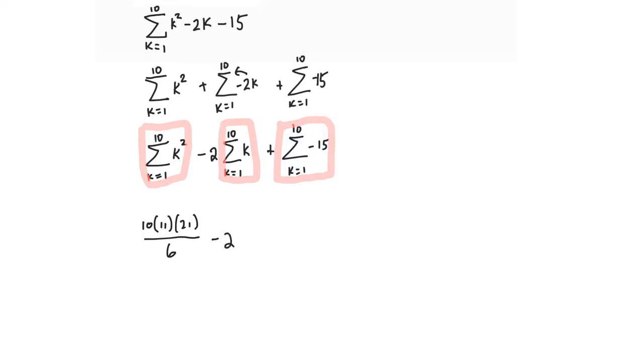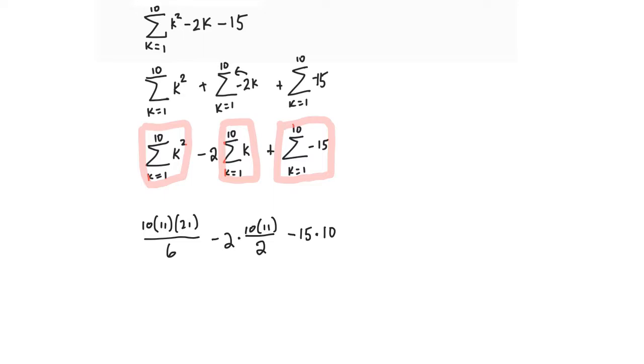Now, minus 2 times sigma k. For sigma k, the formula is n times n plus 1 over 2, and again, the n is 10. Last but not least, we have the sum of a constant, and our constant is negative 15, so we just multiply that constant by the upper limit of 10. And this expression right here is the answer to our problem.